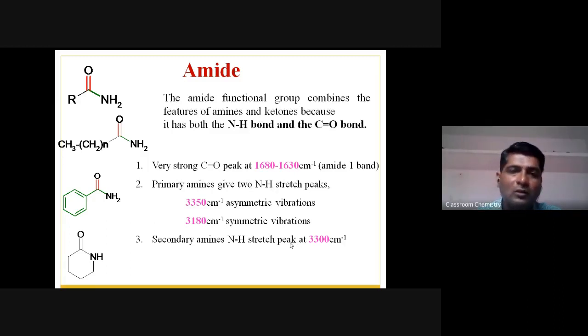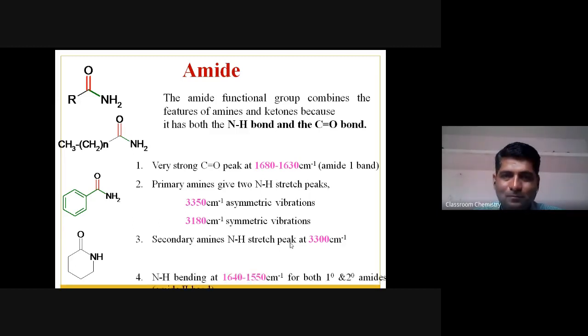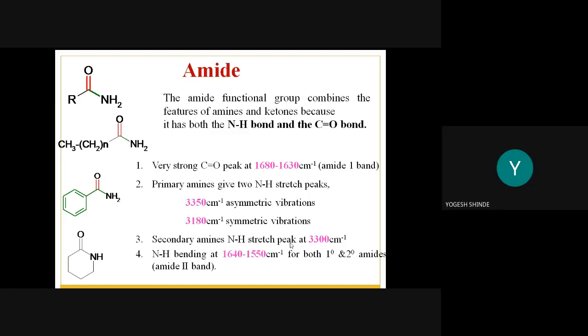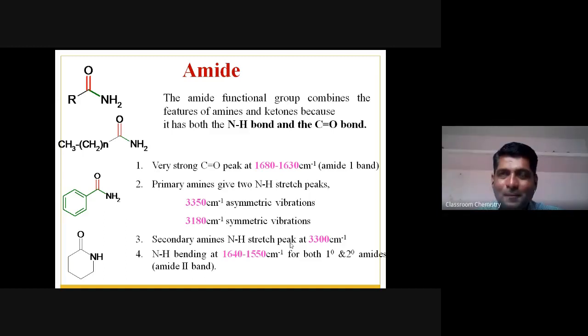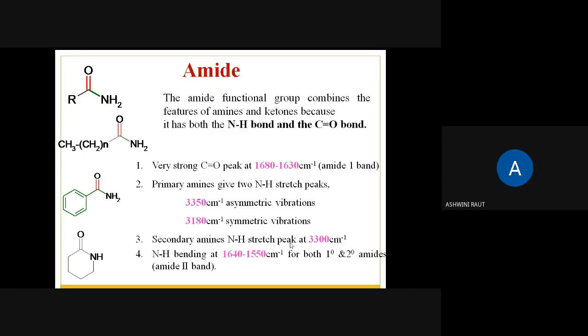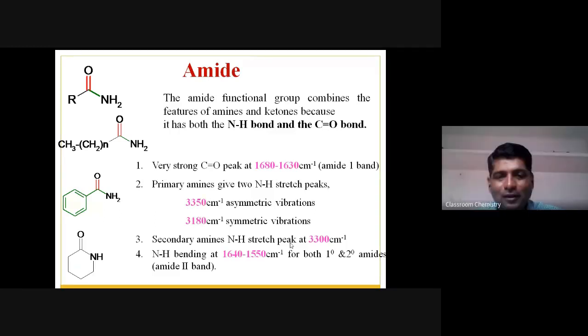And what about the tertiary amide? There is no NH. No peak. Okay. Now the fourth peak is for the NH bending. It comes around 1640 to 1550 centimeter inverse. It's for both primary and secondary amide.